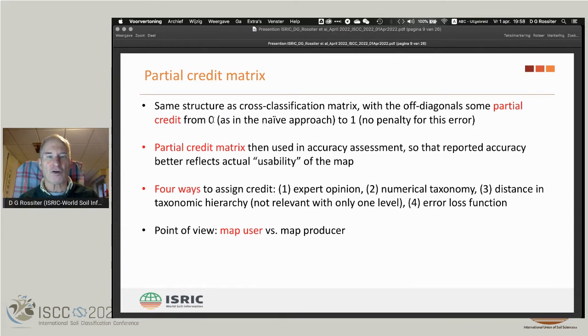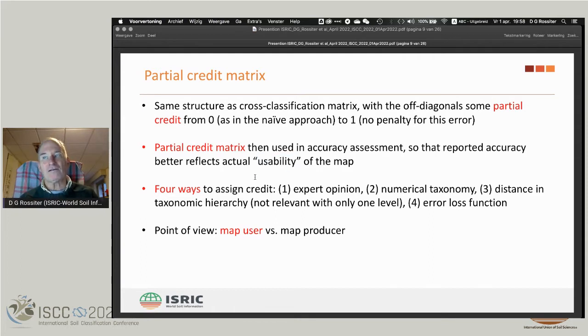They could be from 0, so no partial credit for an error, and 1 for no penalty to the error, meaning that it doesn't really matter that we made that error at all. We then use this in the accuracy assessment so that the reported accuracy better reflects the usability.